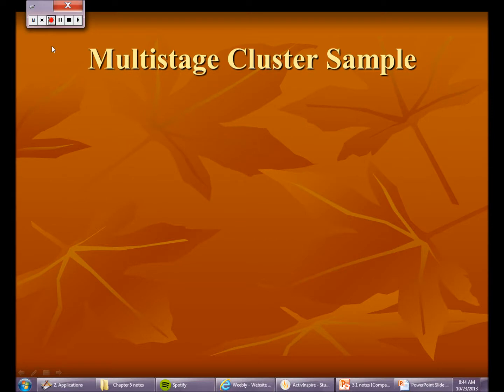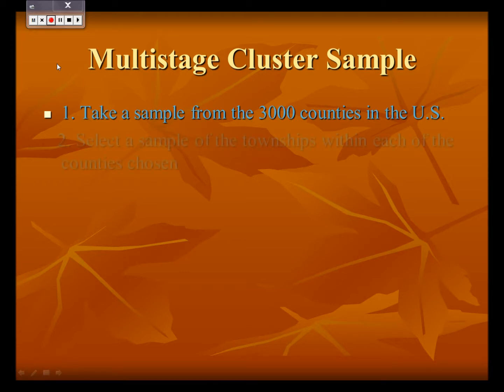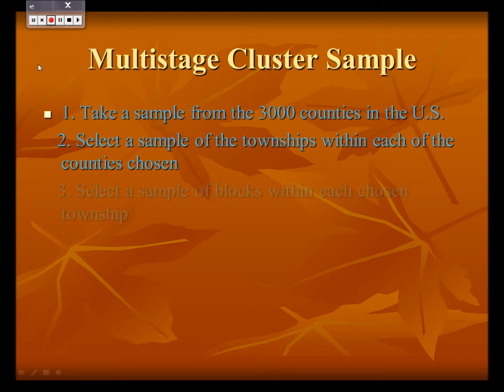Let me take a second to talk about a multi-stage cluster sample, another technique used for gathering data. I will take a sample from the 3,000 counties in the U.S. Let's suppose Montgomery County comes up as one of those selected counties. I will then select a sample of townships within each of the counties chosen. Perhaps Damascus and Germantown both come up. From there, I would select a sample of blocks within each chosen township.